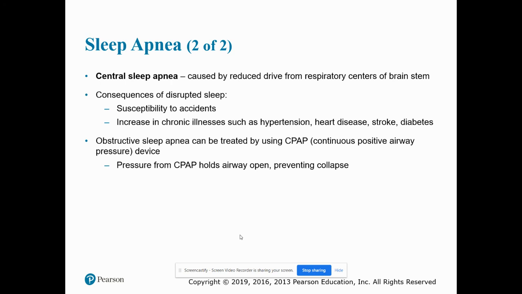The consequences of disrupted sleep are susceptibility to accidents, increased chronic illness like hypertension, heart disease, stroke, diabetes. Obstructive sleep apnea, though, can be treated by using a CPAP device, and CPAP stands for continuous positive airway pressure. The pressure from the CPAP device holds the airway open, preventing collapse.